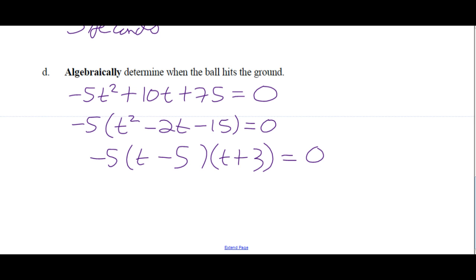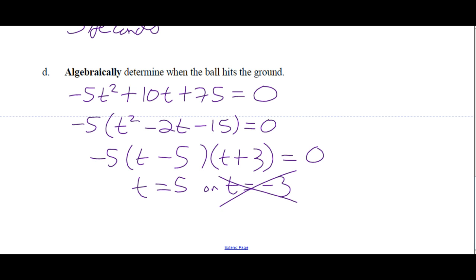Okay, so 2 numbers. I don't care how you factor, just be able to do this and check it. t squared, so I got plus 3t minus 5t is minus 2t minus 15. Good. Okay, so what's t? t is equal to 5, or t is equal to negative 3. Okay, and you can cross that off, right? Because in the context of the problem, a negative time doesn't make any sense.